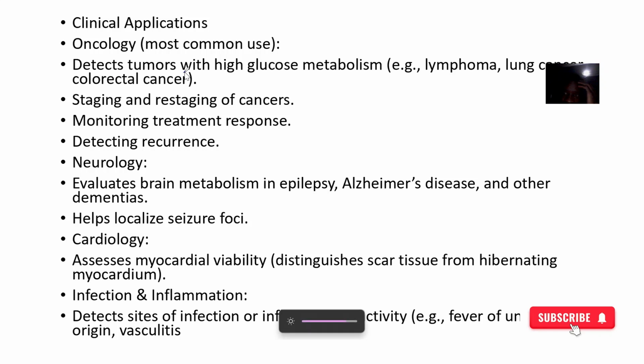Cancers. That's oncology: lymphoma, lung cancer, colorectal cancer. It can also be used in staging of cancer, and it can also be used in monitoring. As you are treating someone, you are trying to monitor how the person is responding to treatment. It is also used in neurology, where it evaluates brain metabolism in epilepsy, Alzheimer's disease, and other dementias. In the heart, it can assess viability. It can also be used to study infections and inflammations.